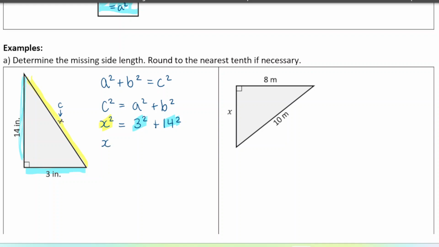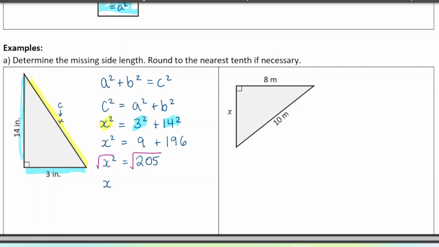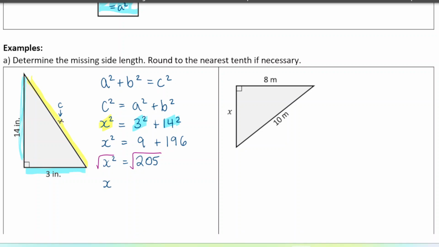Okay, so let's evaluate that right-hand side. 3 squared is 3 times 3, which is 9. And 14 squared is 14 times 14, which is 196. And if I add those two numbers together, I get 205. Now, this is going to be x squared, not x. So if I want to find out what x is, what I do is the opposite operation to squaring. So to unsquare something, I square root it. If I do that to both sides of the equation, it's going to be equivalent, but I'm going to get the value of x. Now, 205 is not a perfect square, so it's going to be a decimal number.